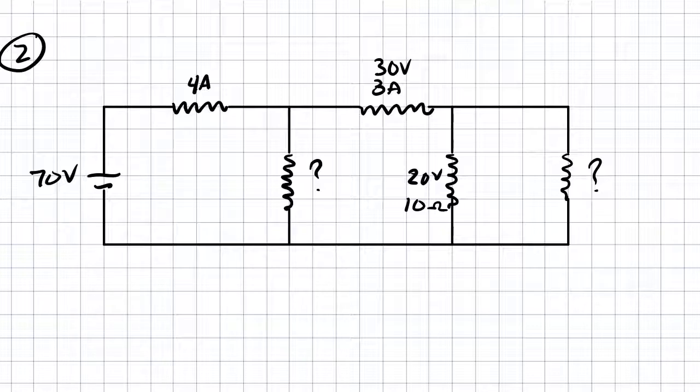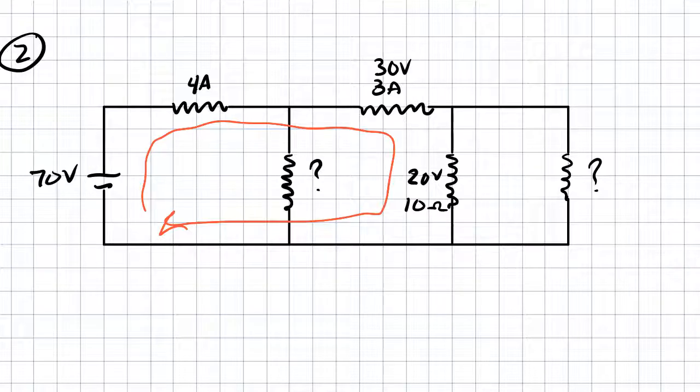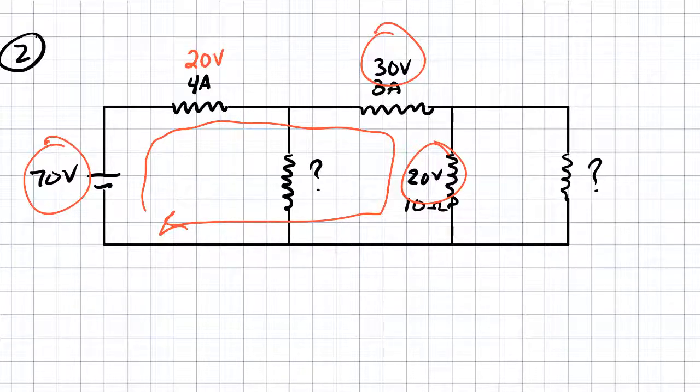So let's find another loop. How about this loop? When I look at that loop, I notice that I have two voltages in that loop and the 70 volts in that loop. The sum of the voltage drops has to be 0. So 70 minus 30 minus 20 leaves 20 volts, suggesting that there should be 20 volts here. So the sum of the voltage drops will be 0.